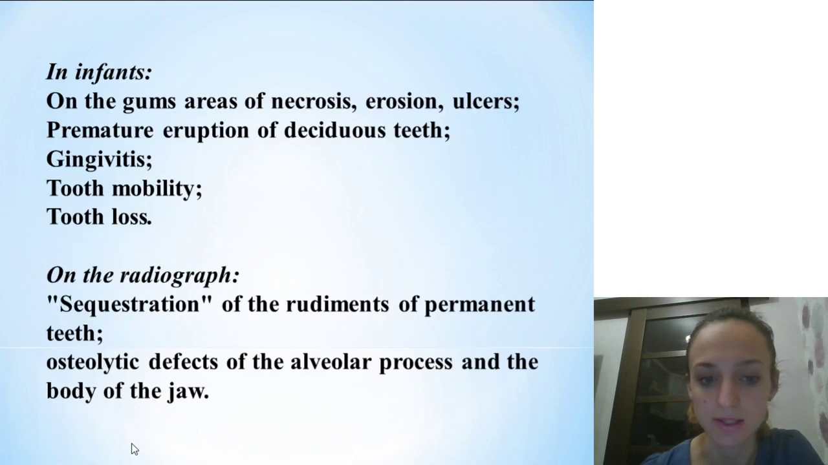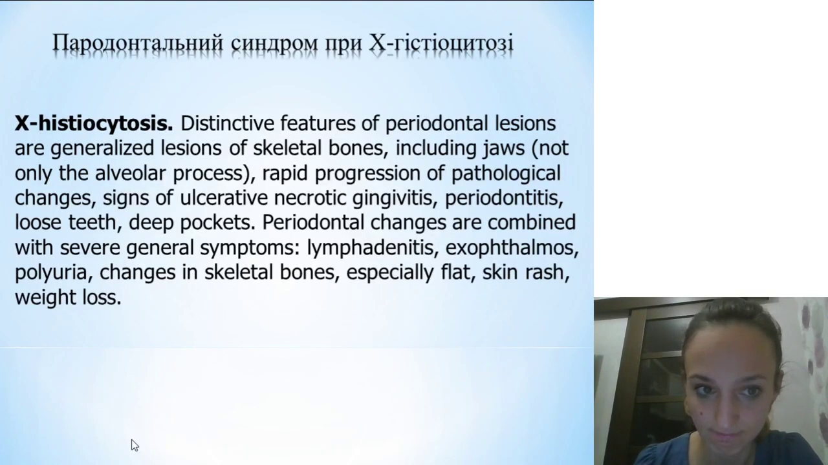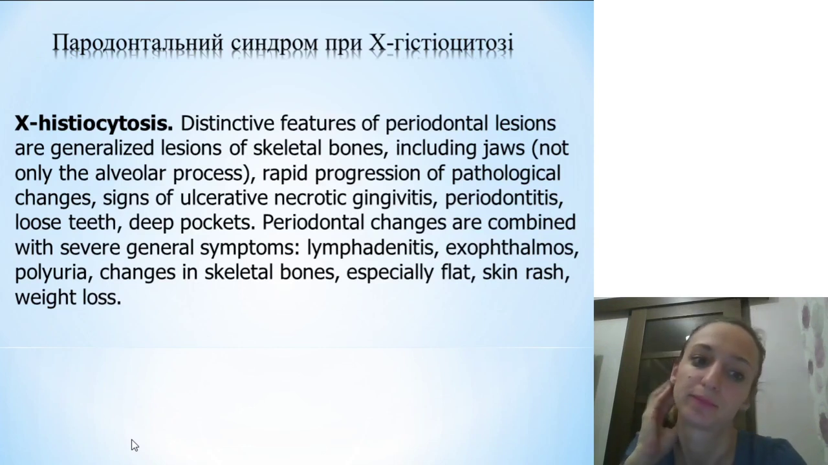And on X-ray, there is sequestration of the rudiments of permanent teeth, osteolytic defects of the alveolar process and the body of the jaws, and periodontal syndrome. It is histiocytosis X.